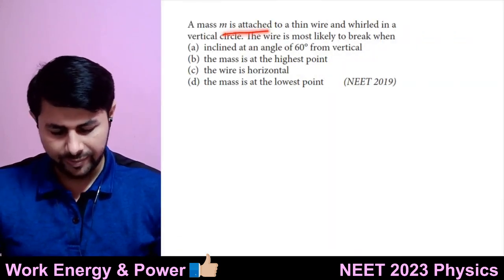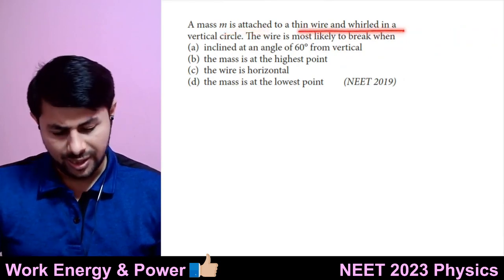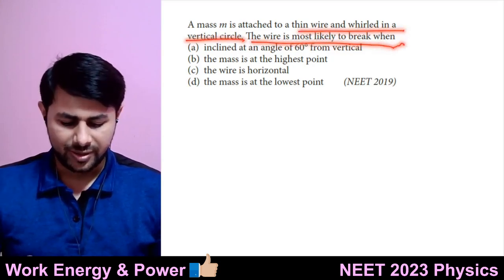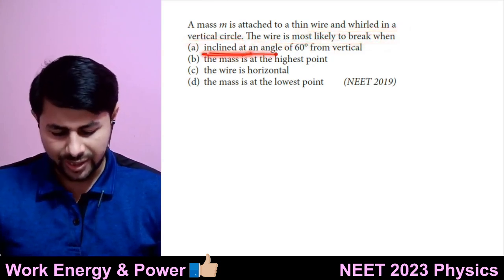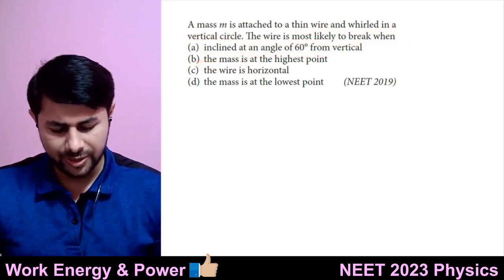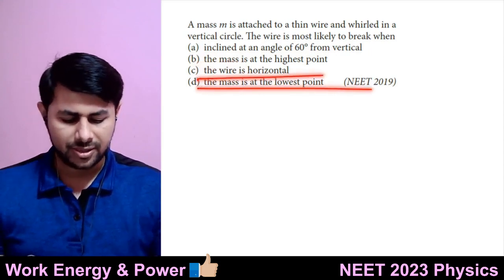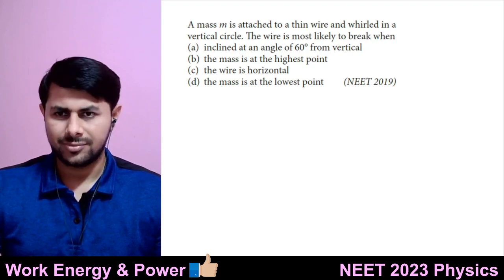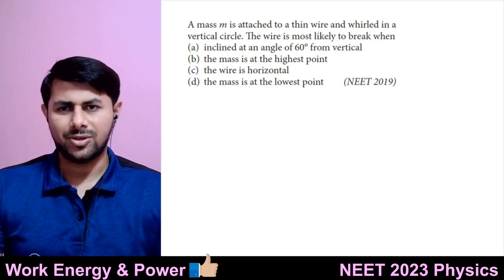A mass m is attached to a thin wire and whirled in a vertical circle. The wire is most likely to break when: option A, inclined at an angle of 60 degrees from vertical; the mass is at the highest point; the wire is horizontal; the mass is at the lowest point. Tell me, where is the tension maximum? When the mass is at the lowest point.